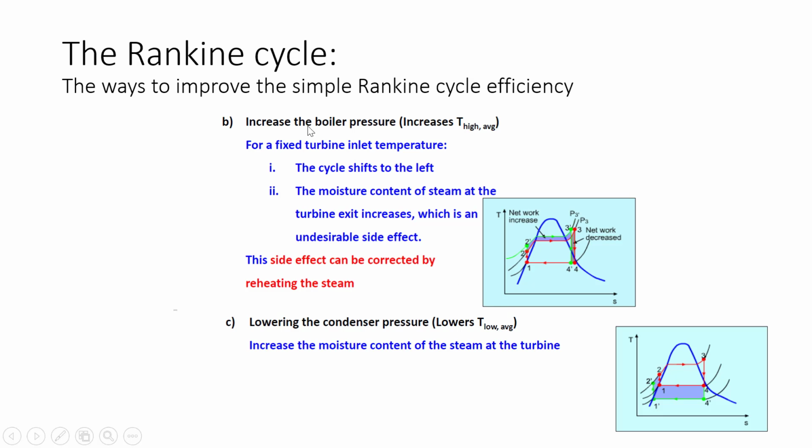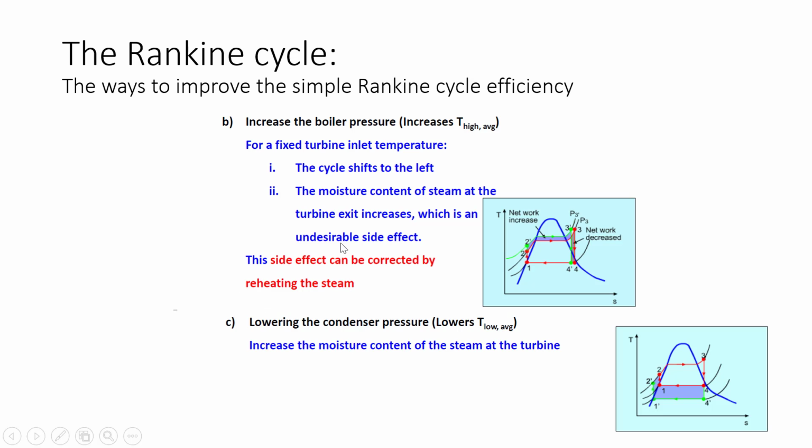Alright, increasing the boiler pressure. Okay, by increasing the pressure, apa kita akan dapat? The cycle shift to the left. Okay, cycle dia kita beralih sikit, naik ke sini. The moisture content of the turbine increase, which is the undesirable side effect. Ini kita tak nak lah. Sebab apa? Kalau kita nak keluarkan moisture dan steam tu, kita nak 100% steam yang panas. Tapi yang ni kita boleh adjust balik by using reheating system. Okay, guna reheating system.